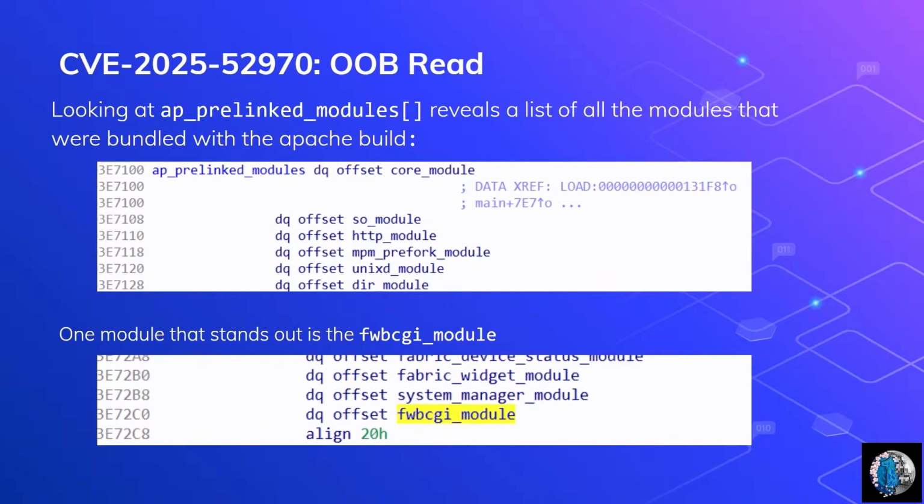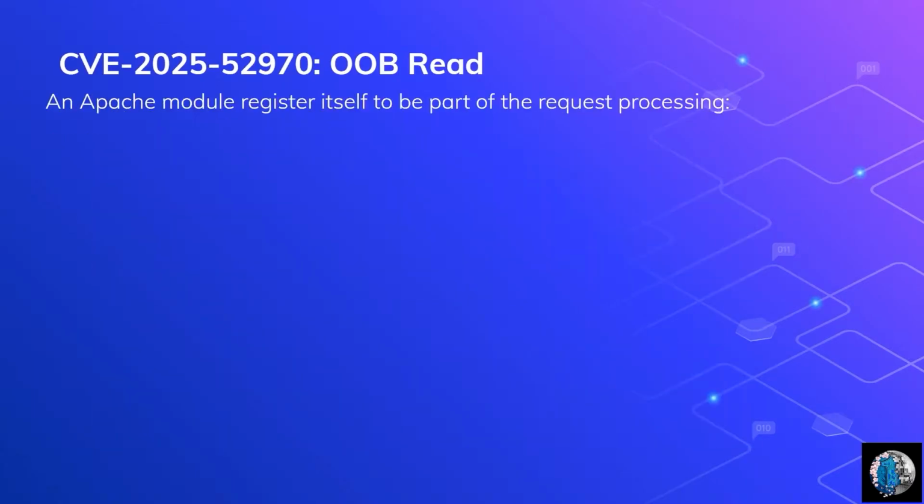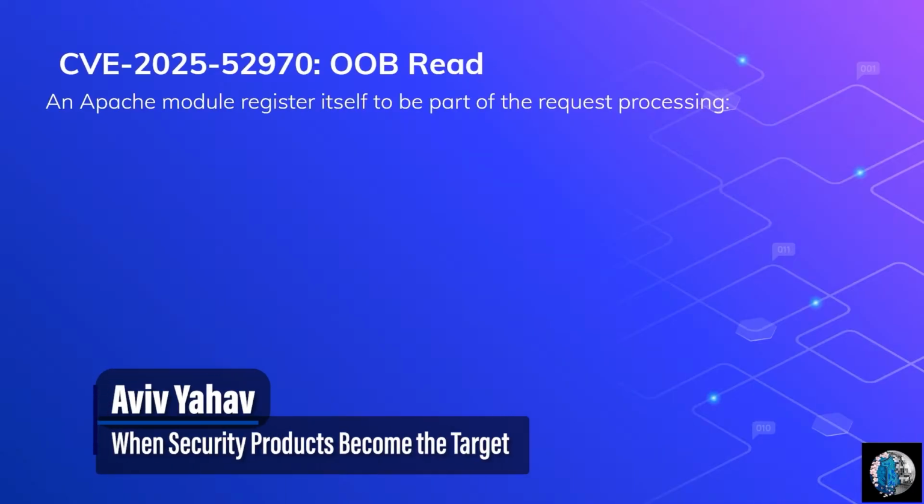Now, it's hard for me to say FWCGI, so I would say FortiWeb CGI, okay? Because this is the real meaning of those letters. So now we will discuss the FortiWeb CGI module and the way that it registers itself to be part of the request processing of Apache. Because now we saw the configuration part, but under the hood, there's an extra logic that is executed. Let's just call it like that.